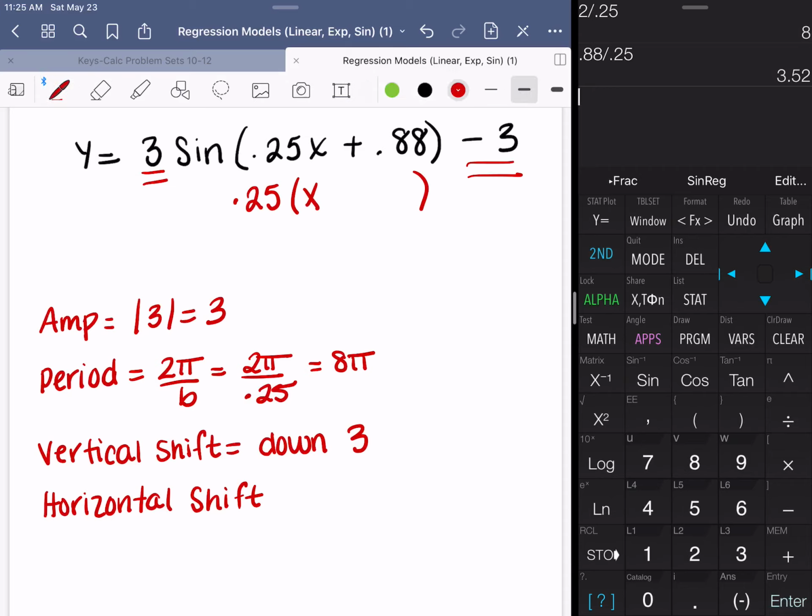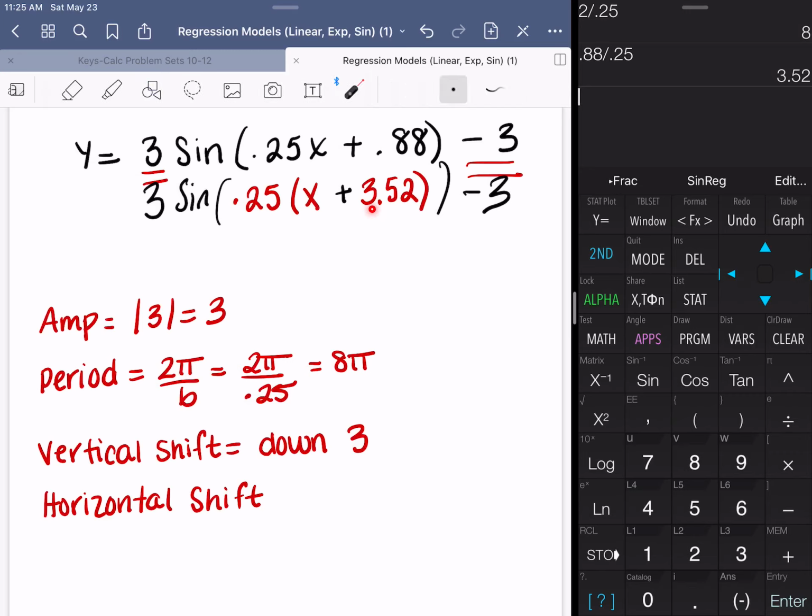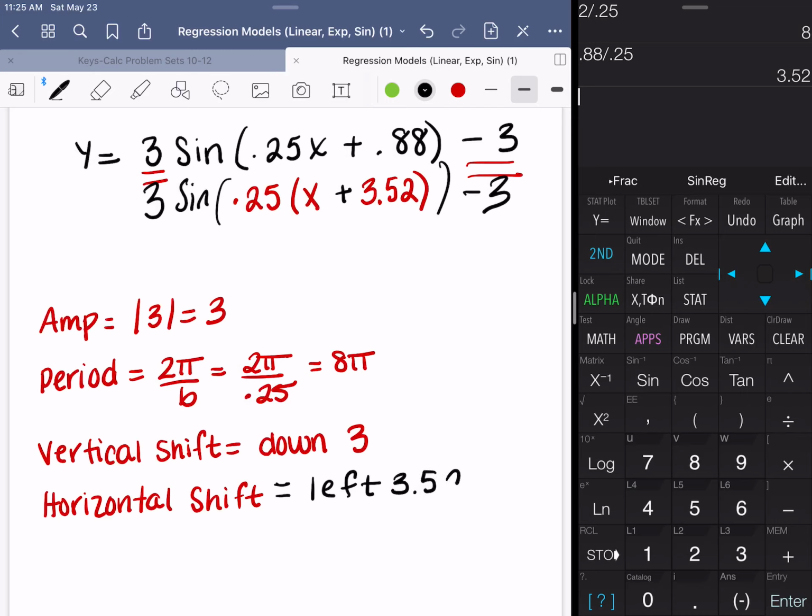So I'll add 3.52, and then I can bring down everything else. I can put this here, sine 3 and minus 3. So this will tell me now my horizontal shift. So my horizontal shift is inside here. Since it's a plus, it really means it went to the left. So this is left 3.52. So you really can't find the horizontal shift until after you've divided out this number in front.